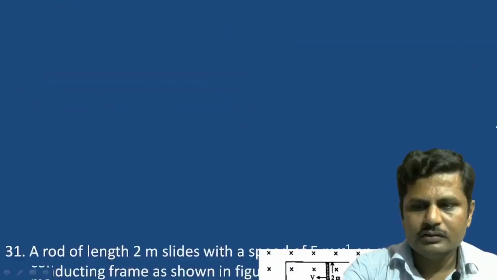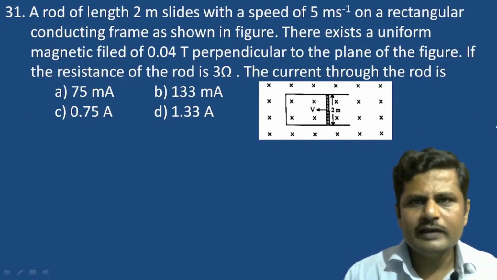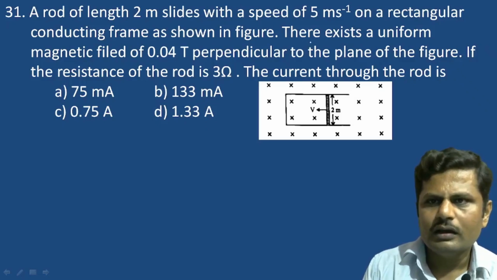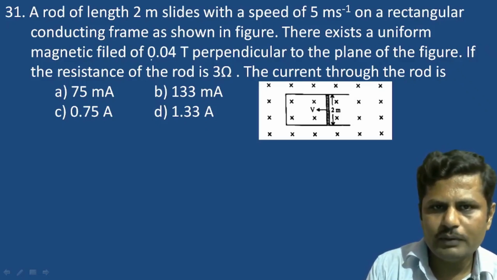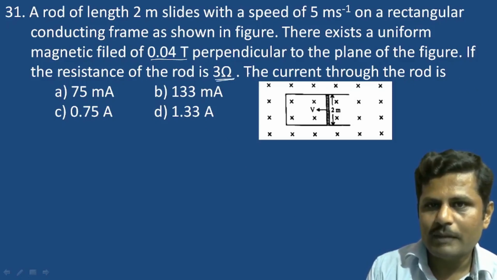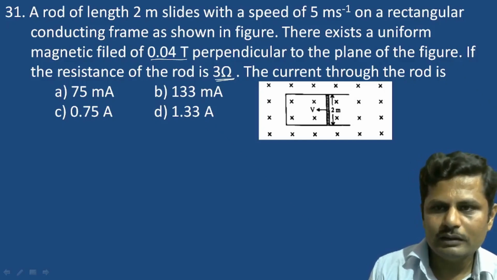A rod of length 2 meter slides with a speed of 5 meter per second on a rectangular conducting frame as shown in the figure. There exists a uniform magnetic field of 0.04 Tesla perpendicular to the plane of the figure. If the resistance of the rod is 3 ohm, the current through the rod is. Here the magnetic field is perpendicular to the plane and this rod is moving as shown in the figure, isn't it?